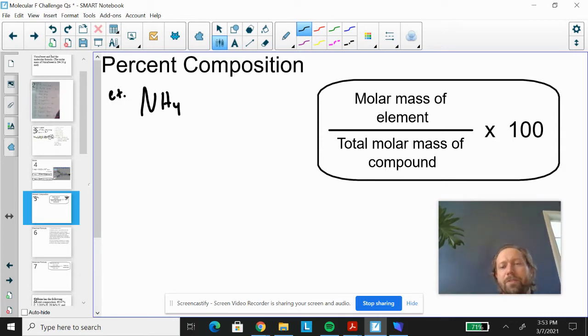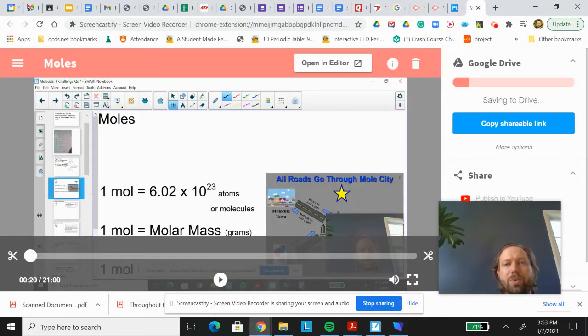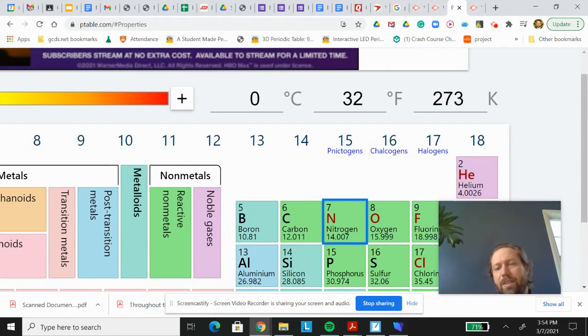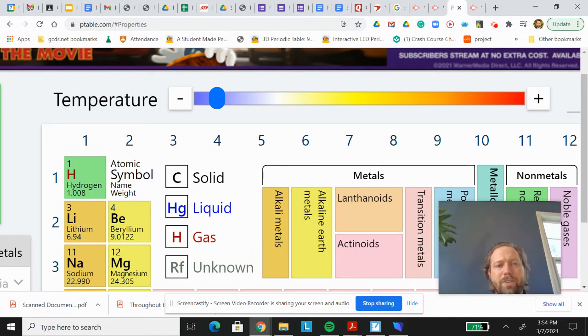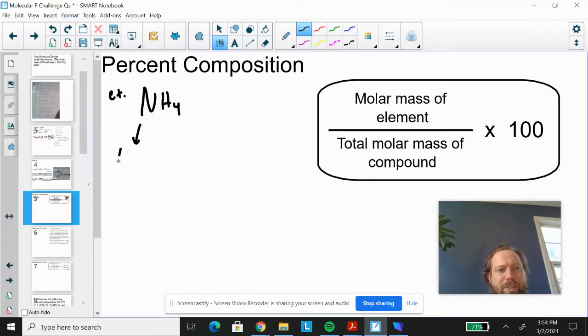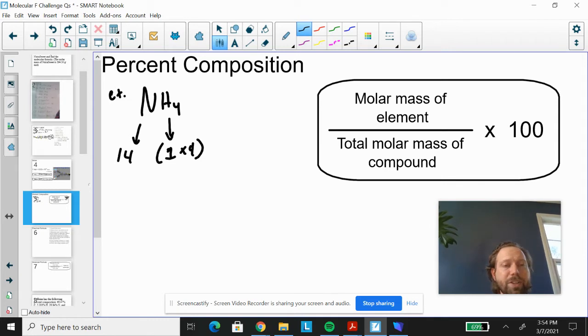So first thing is by looking at the periodic table, you write down the molar masses of each. So nitrogen is 14.007, we can say that's 14. And then hydrogen over here is 1. And this is 1. Now, it's important to know this and also know that hydrogens, there are 4 of them. So when we're doing the percent of hydrogen, make sure that you multiply by 4.